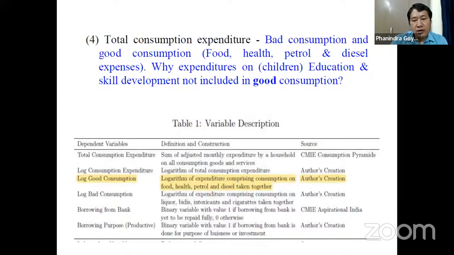Now, you have spoken in the regression model. Total consumption expenditure has been divided into two parts: bad consumption and good consumption. In the good consumption category, you have included mainly three items: food items, healthcare services, and energy, petrol and diesel expenses. As we know, expenditures on education, mainly children's education and skill development, also have a very important positive impact on consumption behavior as well as borrowing behavior. I was thinking if you have data, why this cannot be included. So you may get a better result and a better explanation. That is my idea.